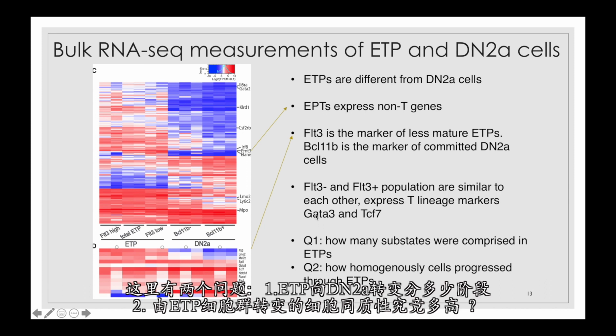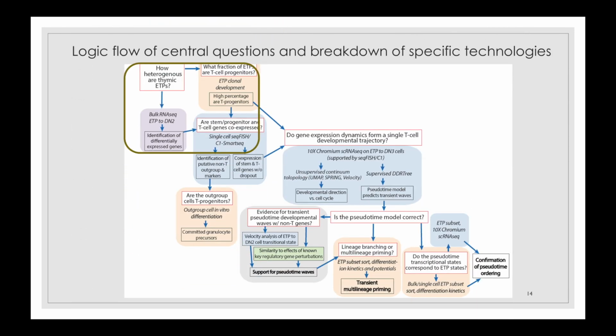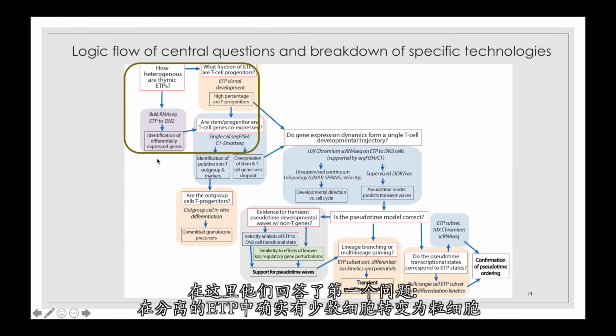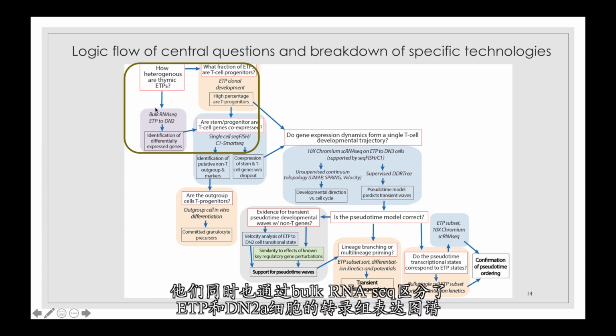And here are two questions. The first question is how many substates are comprised in ETPs? And the second question is how homogeneously cells progress through ETPs? Here the answer is that after they try to isolate the so-called ETPs, they find a small population may go to the granulocyte but not the T cell lineage. And they also use bulk RNA sequencing to identify the ETP from the DN2.